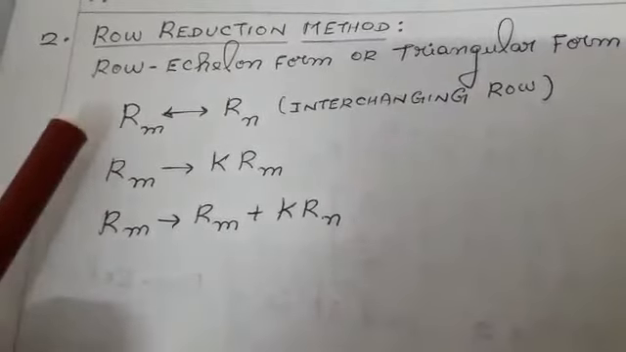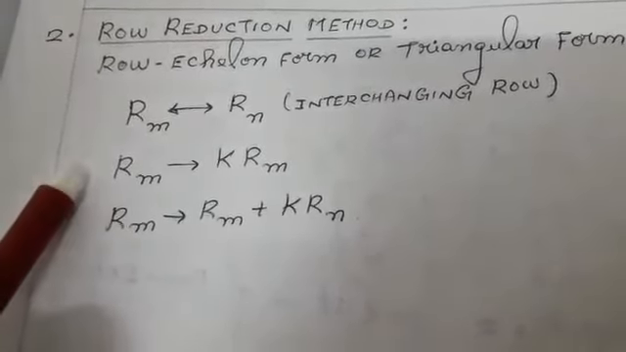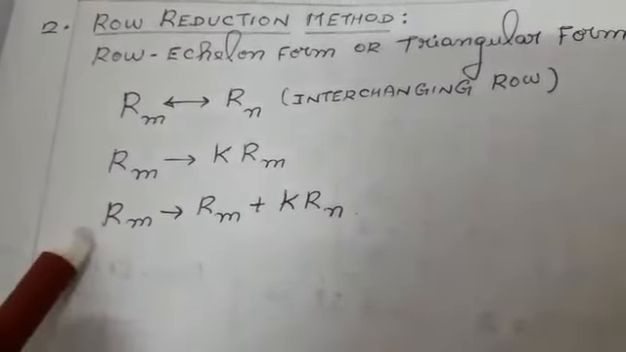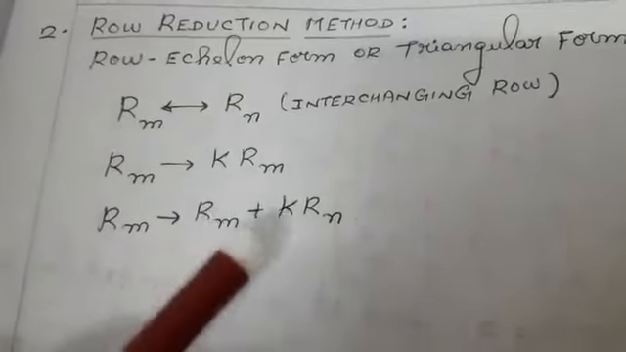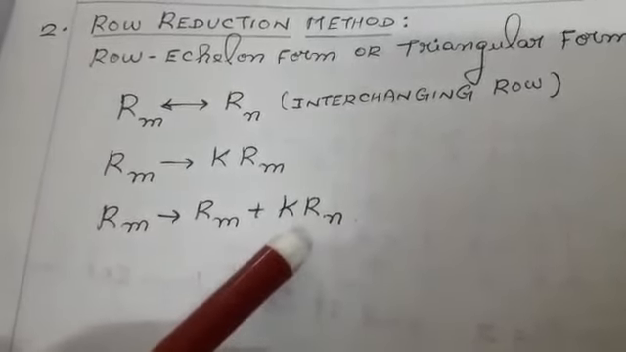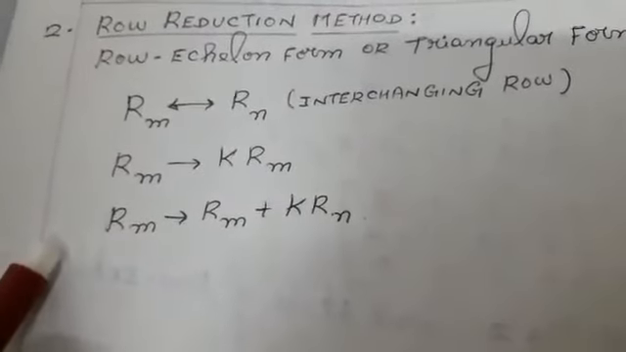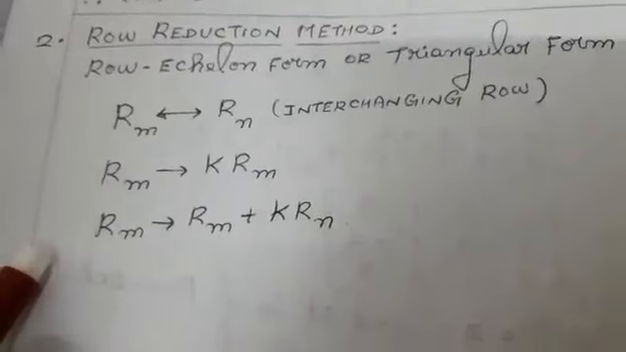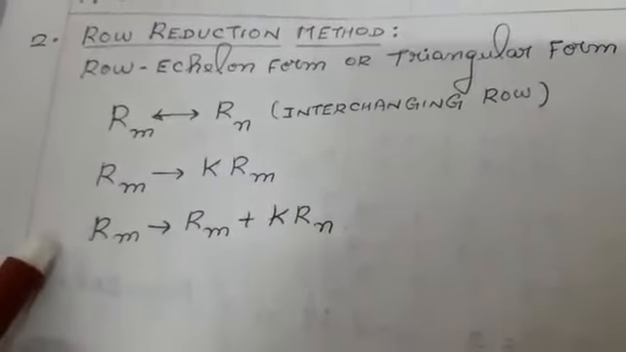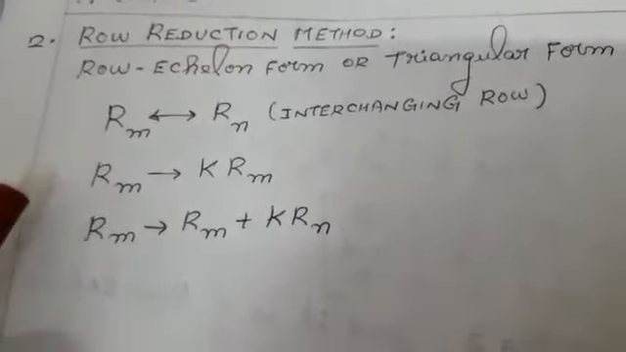First one is interchanging of rows, and the next one is just adding a constant multiple of a row to a row. Rm you can apply like this, that is Rm plus K times Rn. So these are the 3 concepts we are going to apply in the row reduction method to find the rank of the matrix, and you can follow them in any order. Row reduction method means we are applying only to the rows and not to the columns.